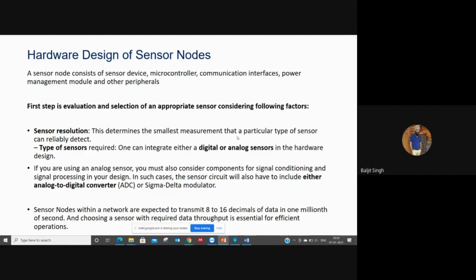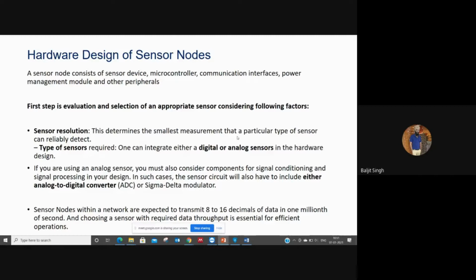Okay. So the first step in hardware designing is the evaluation and selection of an appropriate sensor, considering the following factors. Sensor resolution: this determines the smallest measurement that a particular type of sensor can reliably detect. Resolution, that day also we discussed a bit. It is the smallest change that can be detected or recorded.